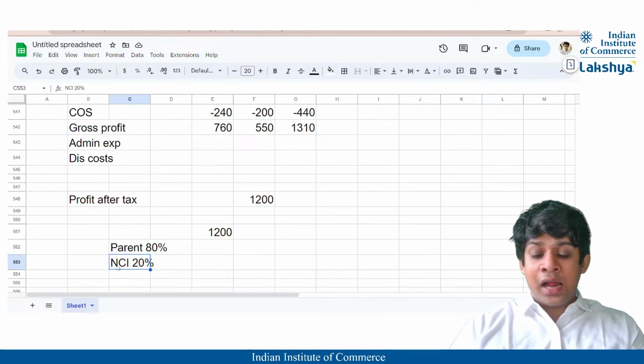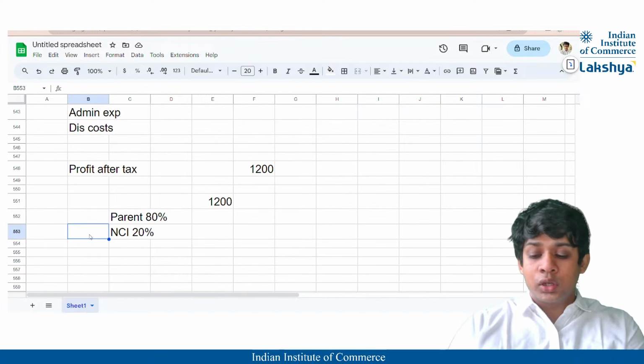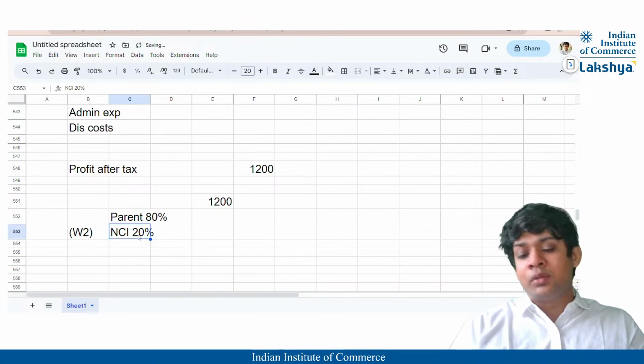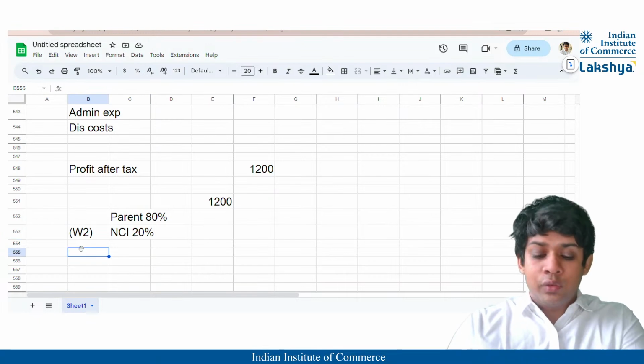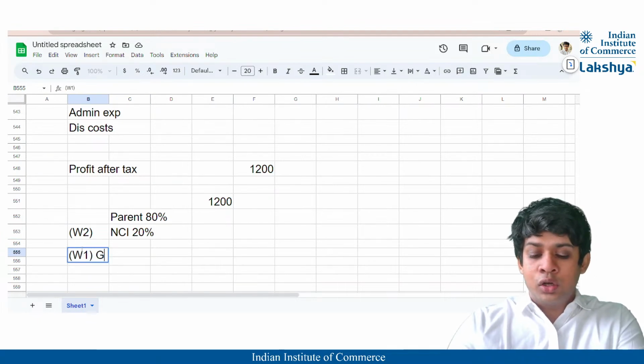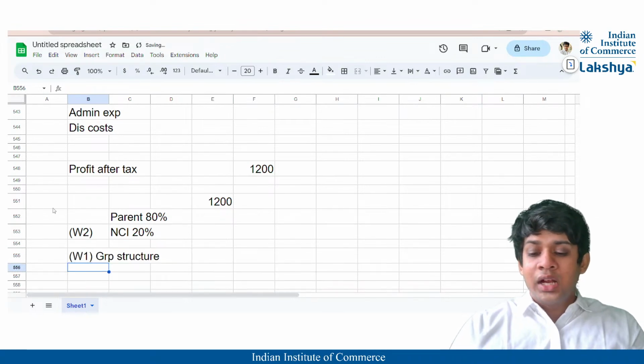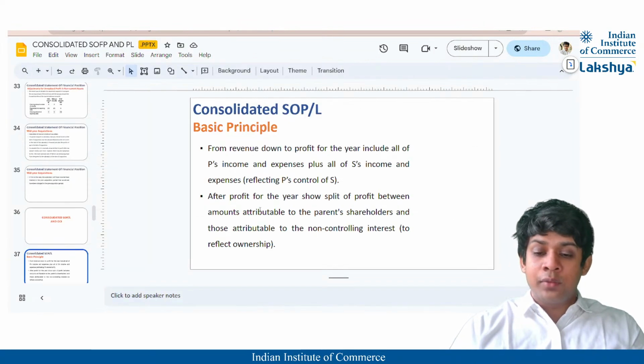And for this NCI allocation, we have a separate working note because it is not that simple of a calculation, right? Because any PURP or other adjustments to it will be made, and thus usually we prepare a working note for it. Working note 1 will be nothing but the simple group structure that we are supposed to prepare every time. It'll be better if you do prepare that every time.